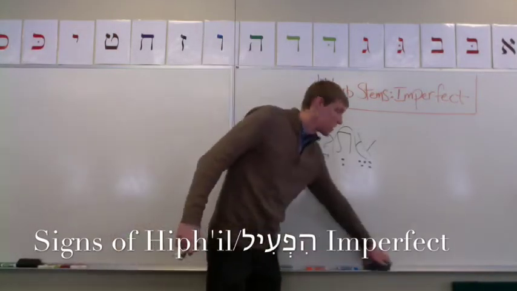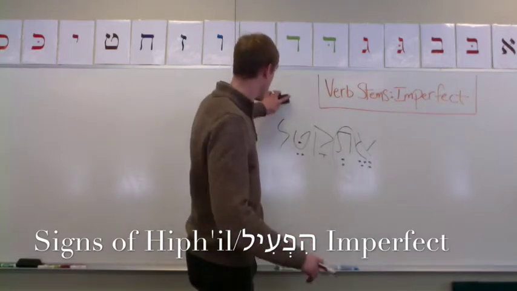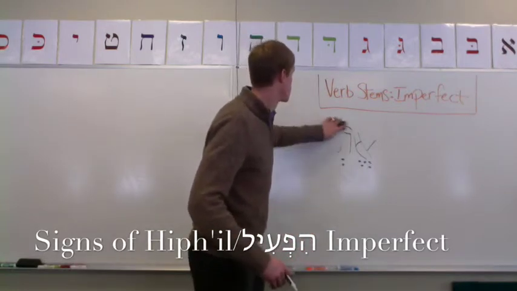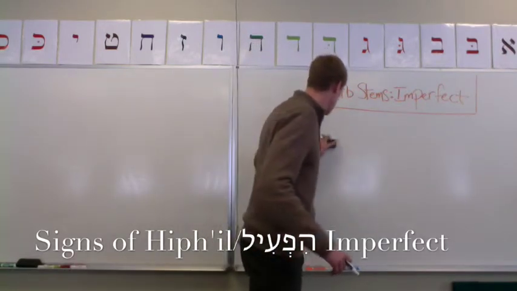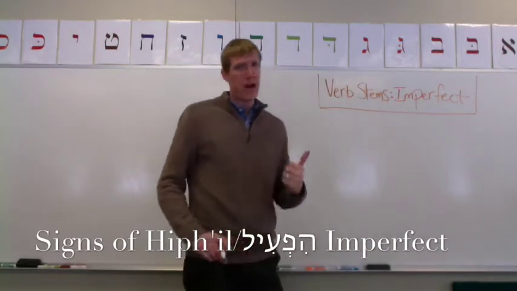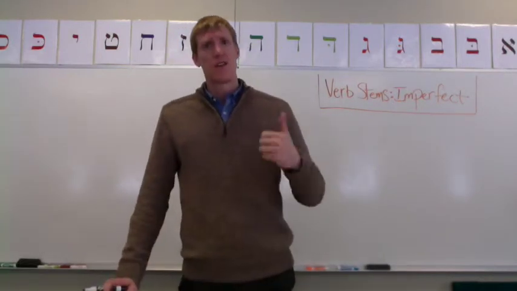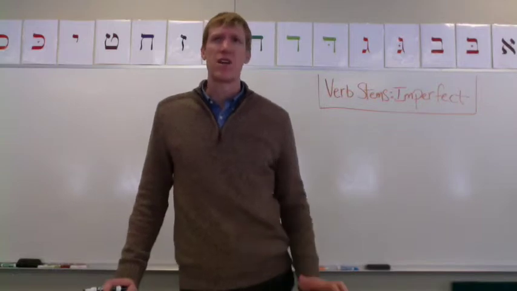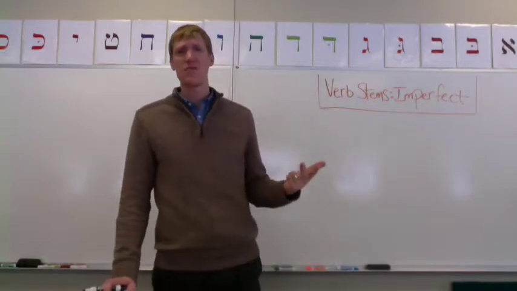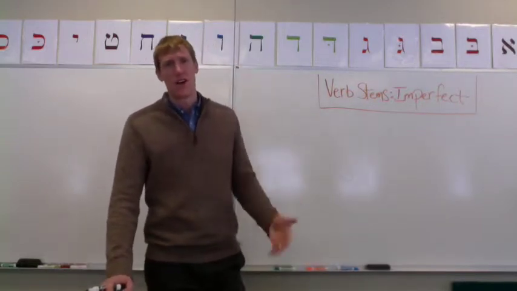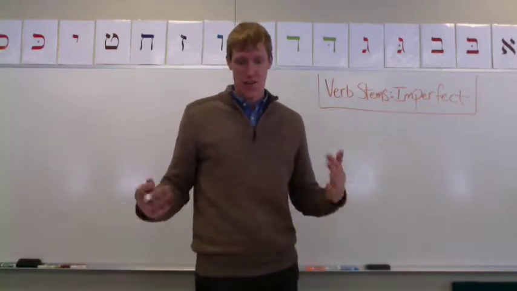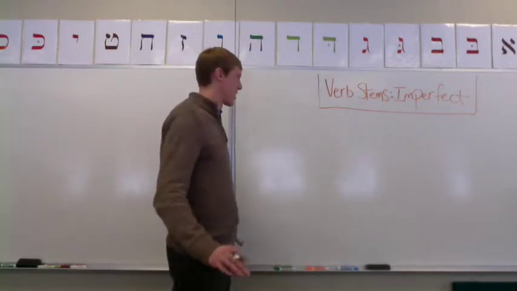Moving along, now we have the Hiph'il, which is a pretty common verb stem. The pa'al is by far the most common. Then after that is probably the nifal, then the Hiph'il, and the piel, followed by the hitpa'el, and then pu'al and hofal after that.